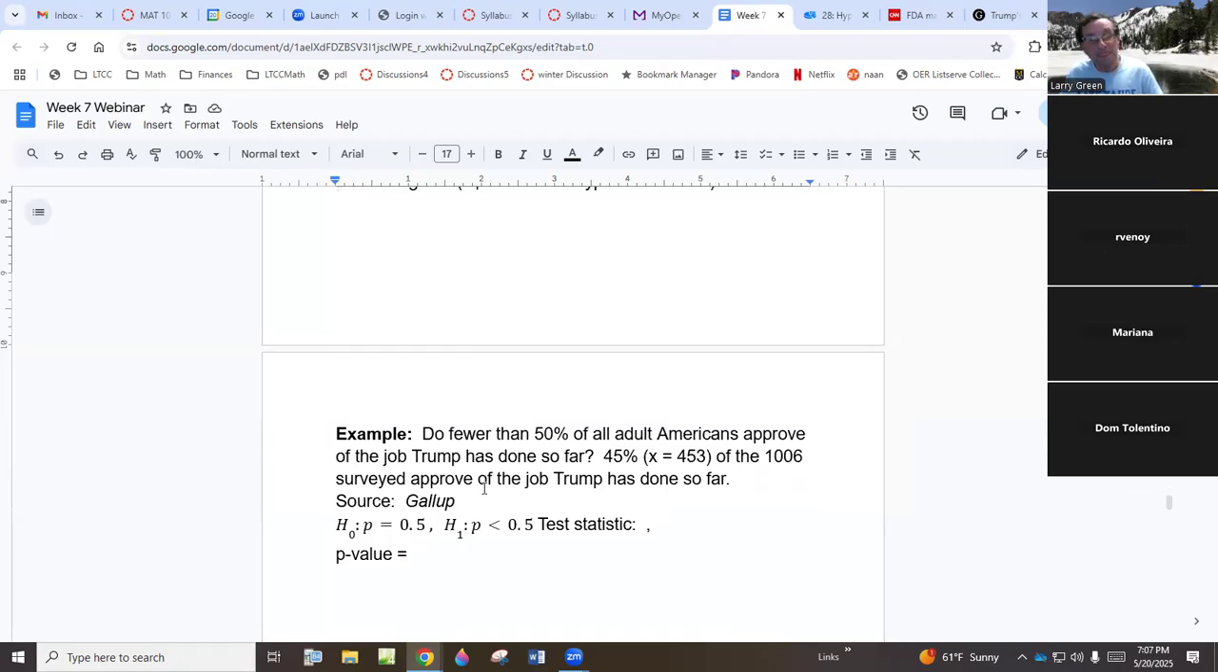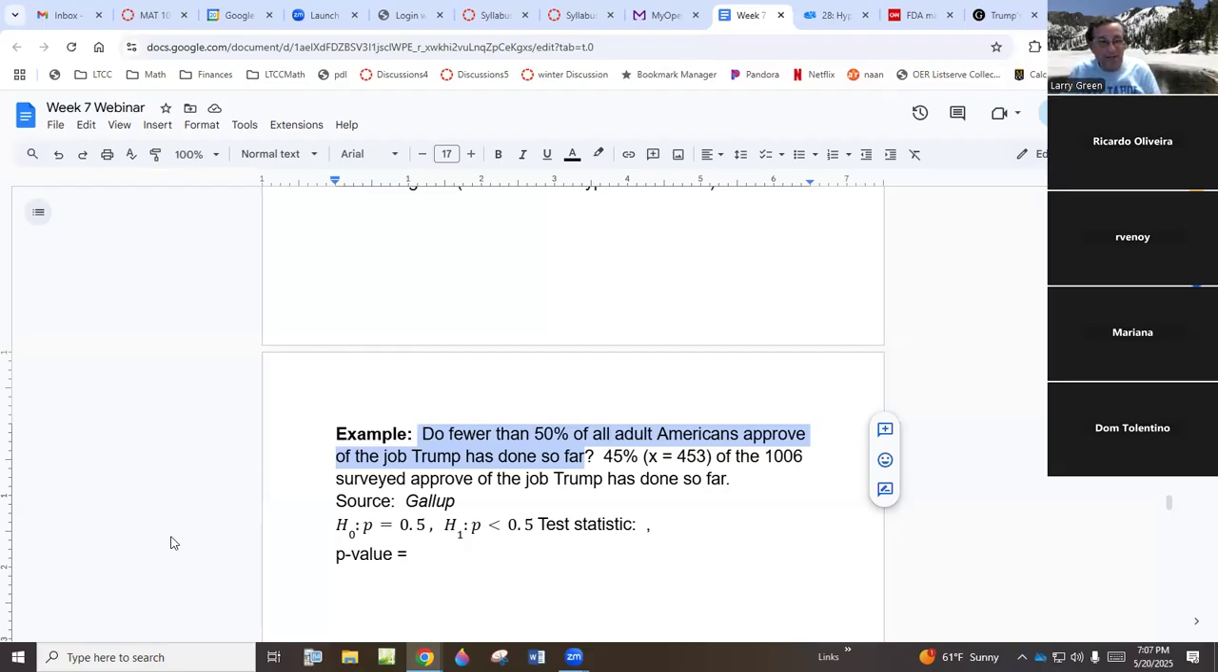Okay, so here's another one. The great thing about this stuff is it's so easy to go online and find whatever's in the news today. So here's another one that was in the news. Do fewer than 50% of all Americans approve of the job Trump has done so far? What do you think? Of all adult Americans, sorry, because one-year-olds don't even know. We'll never know exactly, but what we can do is decide if there's statistically significant evidence for it to be true or not.